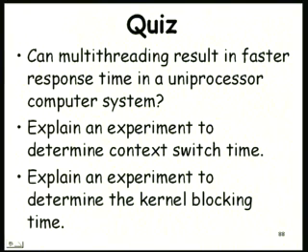Explain an experiment to determine the kernel blocking time. Yes, anyone? How good is the operating system with respect to real-time performance, or what is the maximum time it can block in kernel mode? Similar to the previous one. Just tell me what is the experiment. Before issuing a system call, just read the time, clock get time.